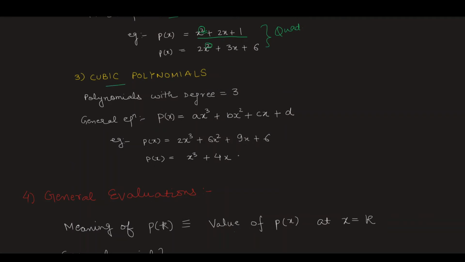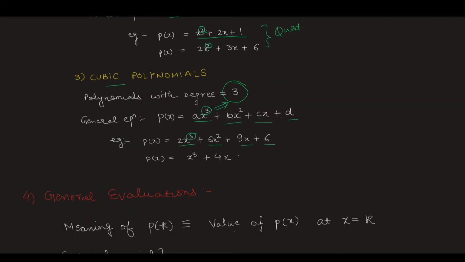Then the third type of polynomials is cubic polynomials. These are polynomials with degree 3. Its general equation is ax cube plus bx square plus cx plus d, where obviously a, b, c and d are constants, and due to this 3, its degree is 3. Its example would be 2x cube plus 6x square plus 9x plus 6. Due to this 3, its degree is 3.